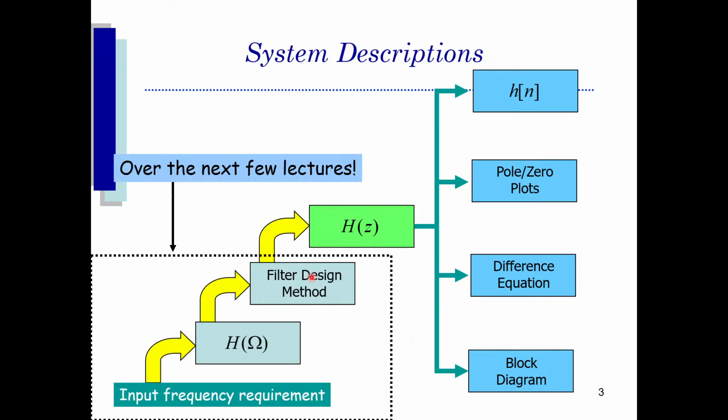Over the next few lectures, not next week but the week after, we're going to be focusing on the input frequency requirement and designing the appropriate filters for discrete time systems accordingly. In particular, that means we're going to be looking at two different types of filter designs, known as the infinite impulse response or IIR filter design and the finite impulse response or FIR filter design.